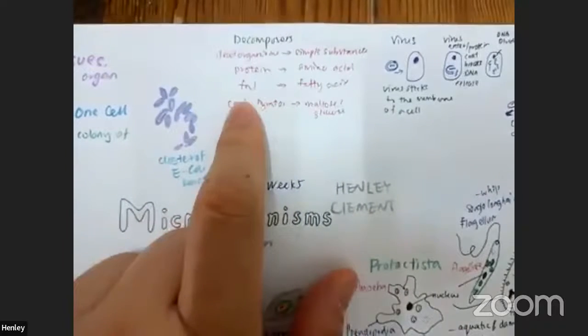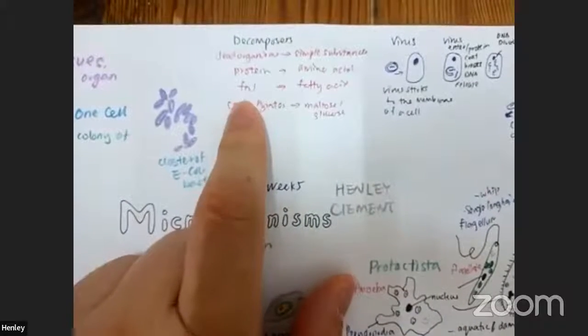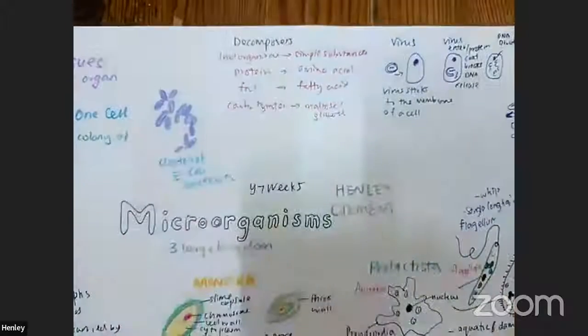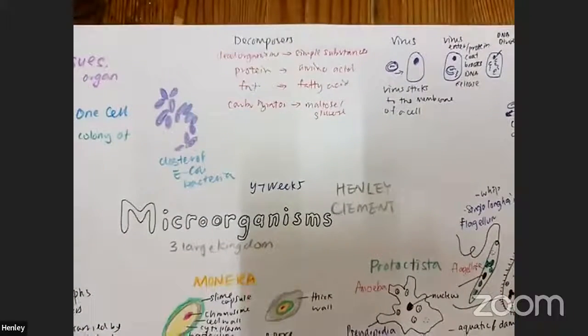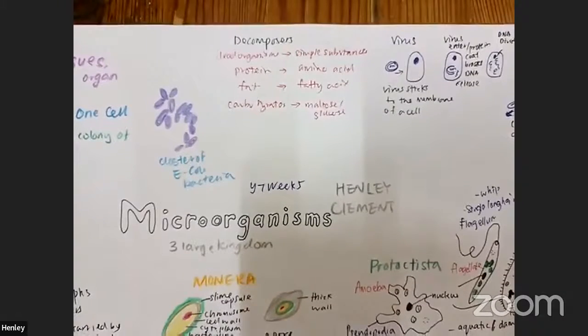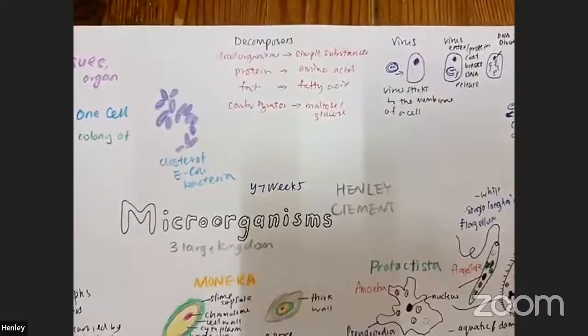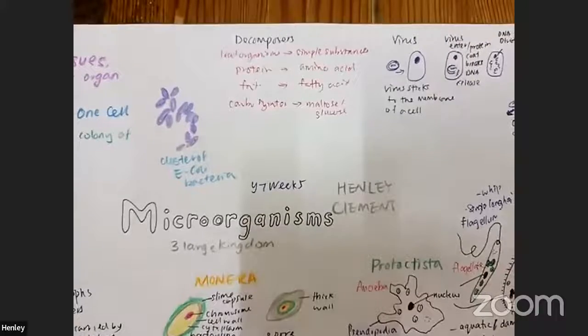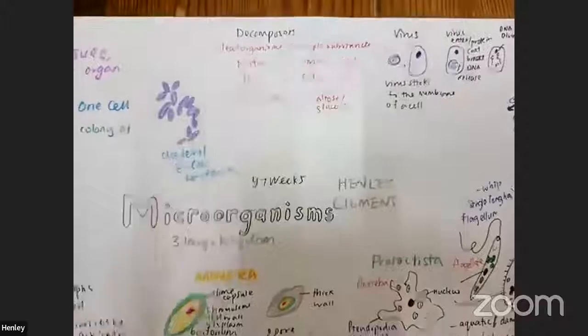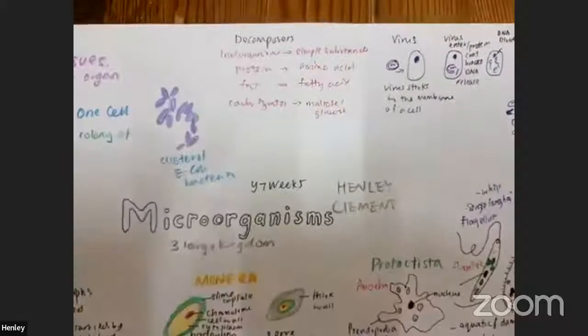And fat. This is fat. The fat will be decomposed into fatty acids. In time, the carbohydrate will decompose into either maltose or further into glucose. Further into glucose. So this is a very short discussion for today.